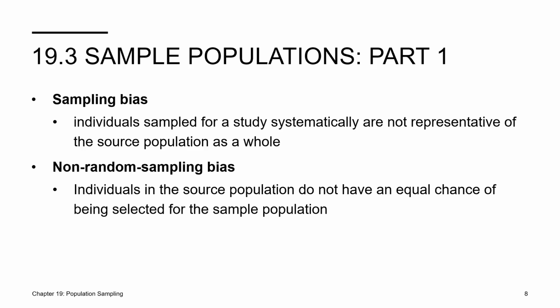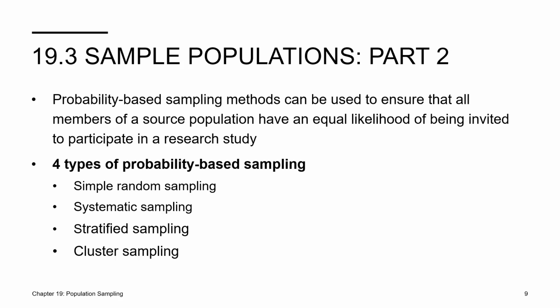Now, anytime you have a sample population, there are potential biases that may occur. Sampling bias is when individuals are sampled for a study, but they are not systematically representative of the source population as a whole. So they are selected, but they don't represent the larger population. Non-random sampling bias is when individuals in the source population do not have an equal chance of being selected for the sample population.